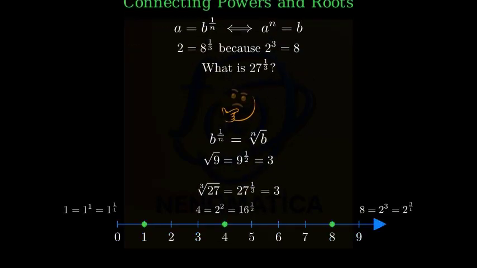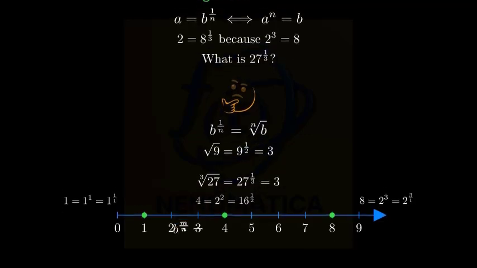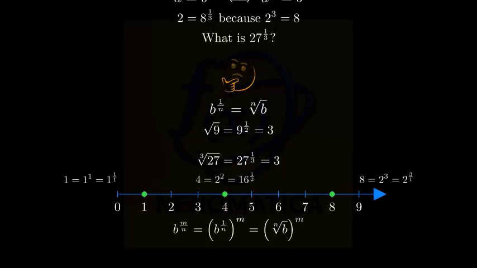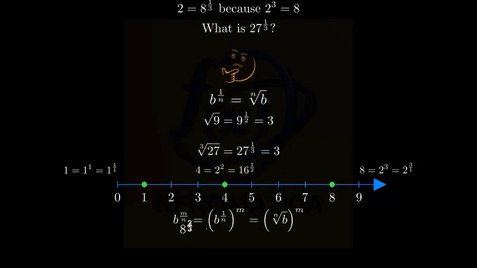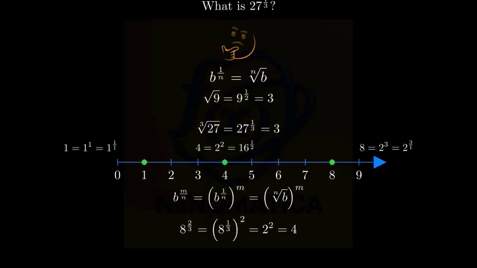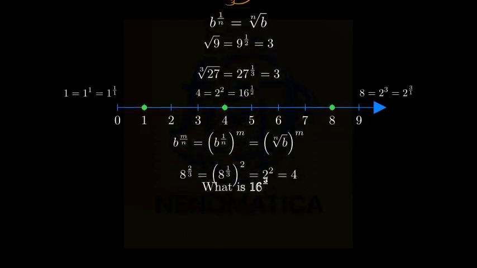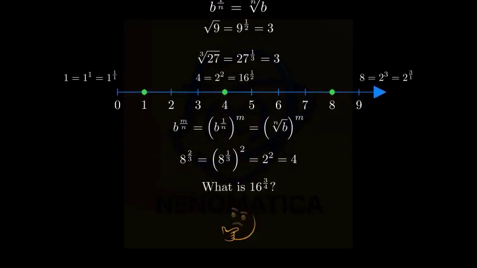Now, let's explore rational exponents beyond the simple form of 1 over n. For any rational exponent of m over n, we can define it as follows. b to the power of m over n equals the nth root of b raised to the power of m. For instance, 8 to the power of 2/3 equals the cube root of 8 squared, which is 2 squared, which equals 4. Can you work out the value of 16 to the power of 3/4? Take a moment to try.